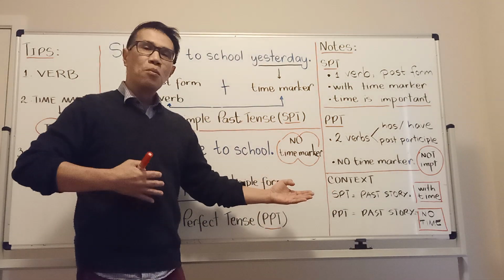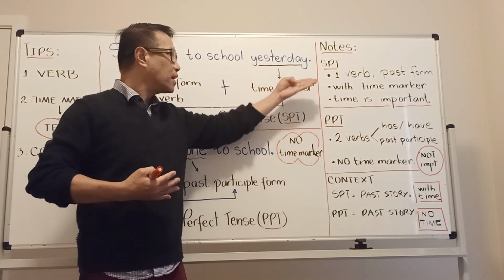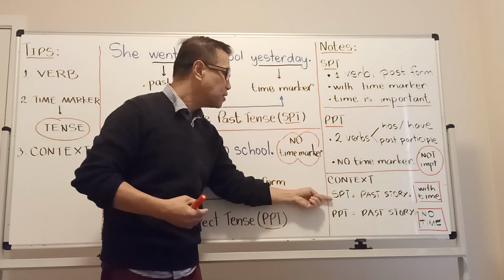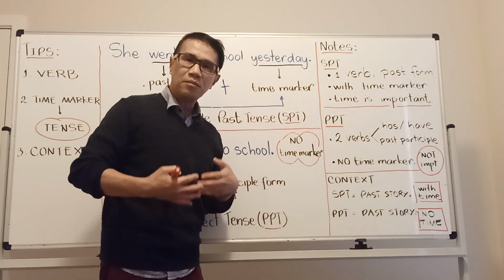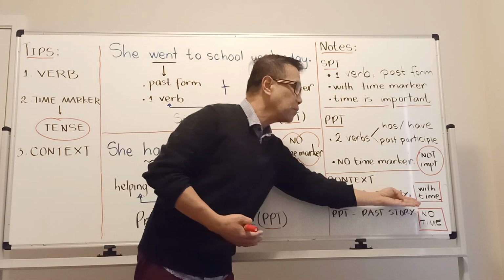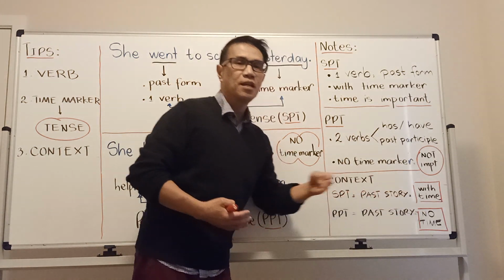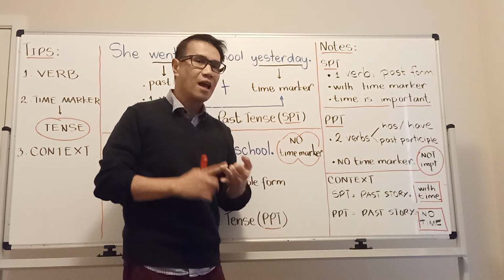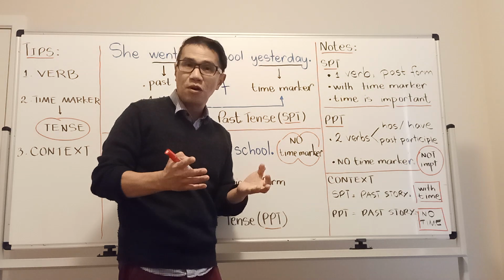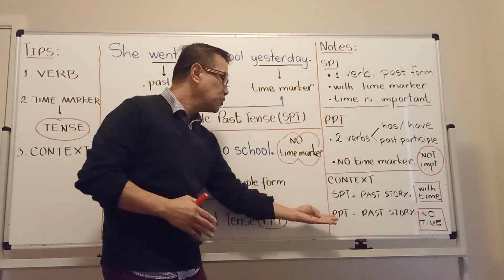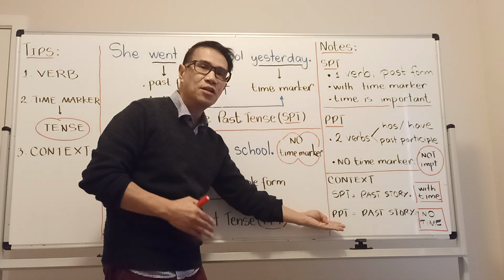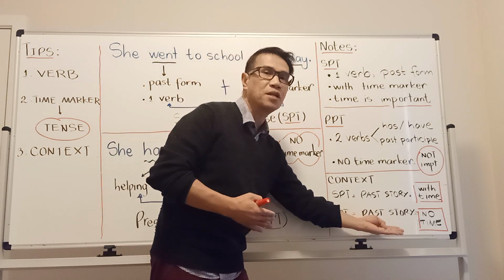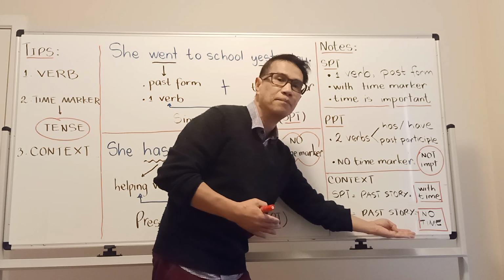Context. When do you use simple past tense and present perfect tense? Use simple past tense to talk about a past story with time. You can use it to talk about your last weekend, your last holiday, or your last job. When do you use present perfect tense? Use present perfect tense to talk about a past story but with no time.